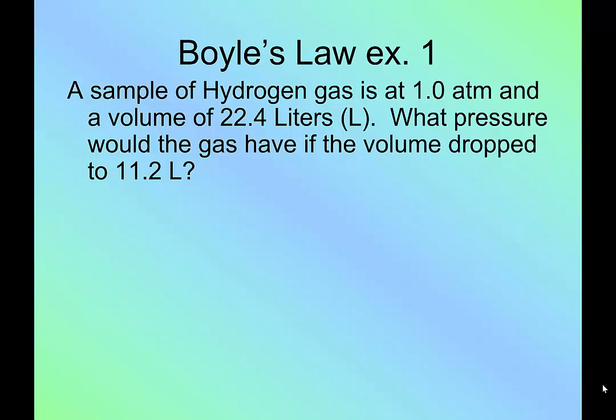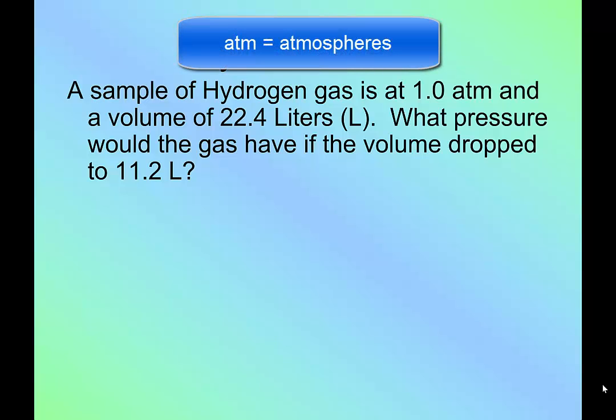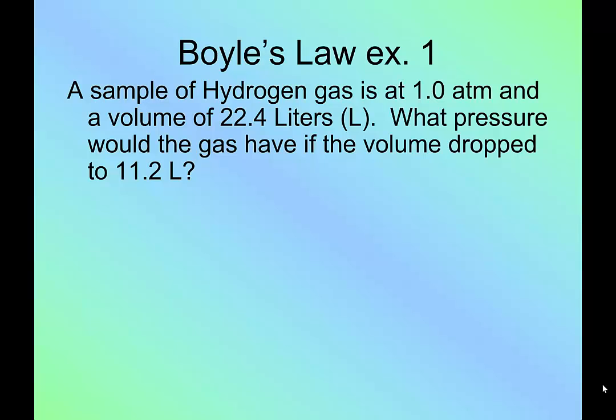It says a sample of hydrogen gas is at 1.0 atm and a volume of 22.4 liters, capital L. Now, ATM stands for atmospheres, meaning atmospheric pressure. So that's the pressure of the air that's around you. We're going to get into the different types of units that you may come across throughout these different podcasts. So what pressure would the gas have if the volume dropped to 11.2 liters?